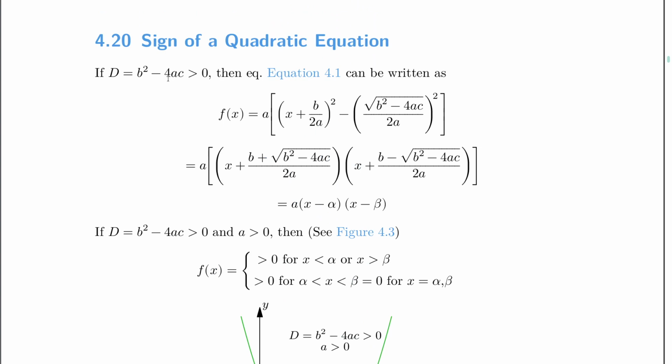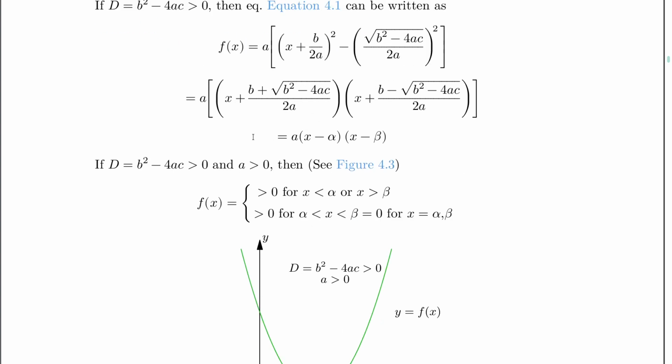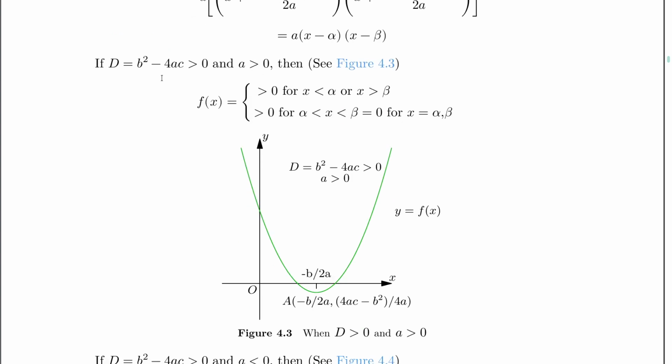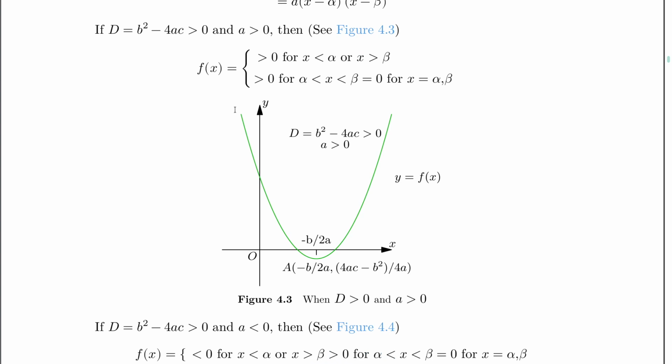But what if it is greater than 0? That is, b square minus 4ac greater than 0. Then we rewrite the entire thing as x plus b by 2a minus square root of b square minus 4ac by 2a whole square, and also whole square to x plus b by 2a. So we have the equation as a into x minus alpha into x minus beta. Okay. There should be a negative term here. This should be minus. In any case, once we have this, if discriminant is greater than 0, a is also greater than 0. If we plot the parabola, it will look something like this.